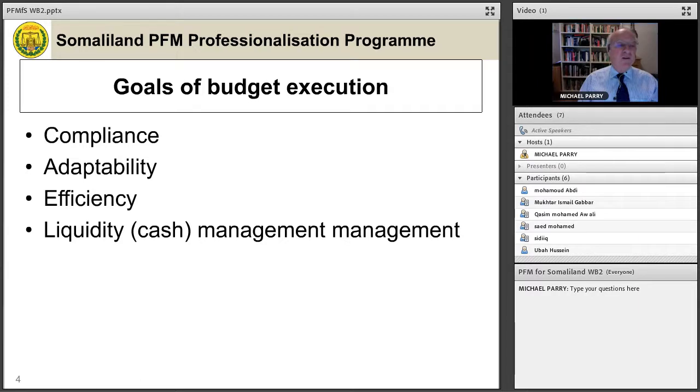Thirdly, efficiency. The budget execution system should be efficient, and we'll see what that means when we get to efficiency, but it certainly means minimizing cost. And finally, you have to manage cash, liquidity management. Those are the 4 goals of budget execution.